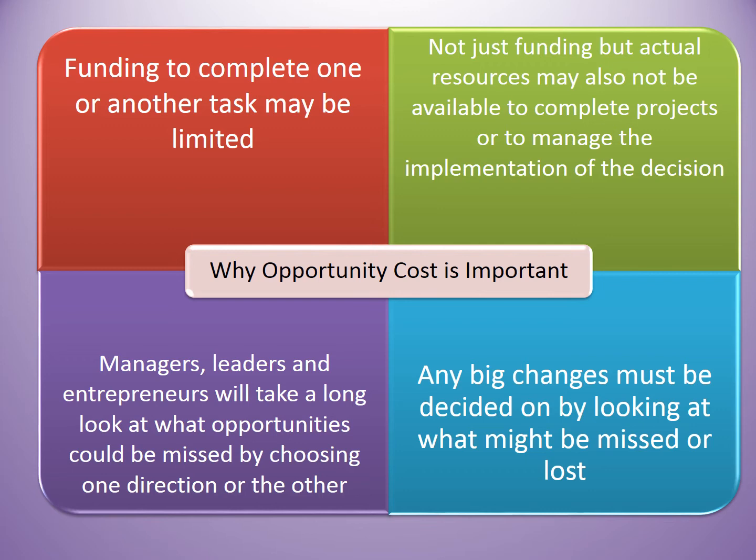So then we've got managers, leaders, and entrepreneurs. They will take a long look at these different opportunity costs and they will decide, okay, which one is actually the best direction for our company. Now, entrepreneurs might be the more risky and they will go after that risk. Leaders tend to look at it, but still show a little bit of risk. But if you're just a manager, they tend to just be plodding along, well, this is the way we've always done things. So they may go, right, well, do we need to make any of these massive changes? And again, any big changes must be decided on by looking at what might be missed or lost, right?